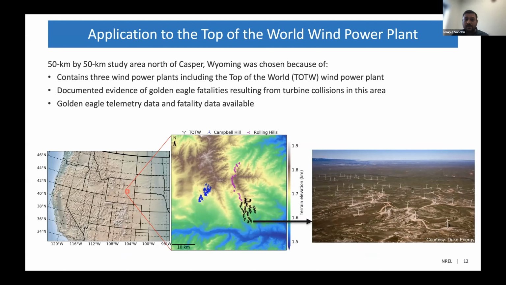So this is a perfect site to test this model on. You can see here, it's in Wyoming. We chose a 50 kilometer by 50 kilometer region at 50 meter resolution. And there are 3 major wind power plants there. Top of the World, that's in black. That's an actual picture of the Top of the World power plant. There's Rolling Hills and there's Campbell Hill.